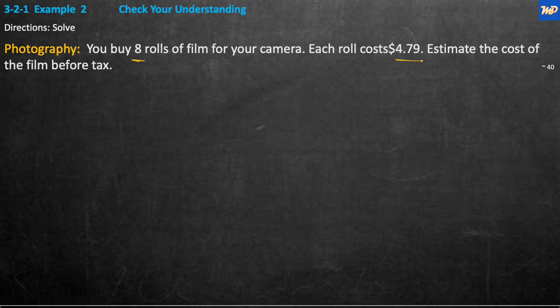Well, we're going to round the $4.79. So we're going to say 8 rolls of film times, what are we going to round $4.79 to? $5? Well, round it up. Nice and easy. Times $5. 8 times 5 is $40. They estimate before tax approximately $40.